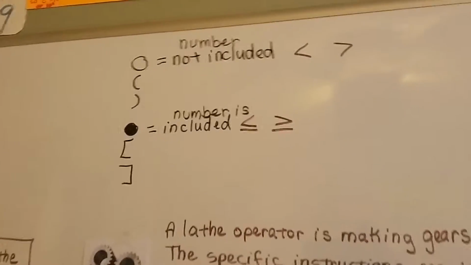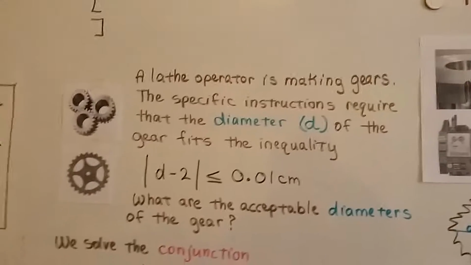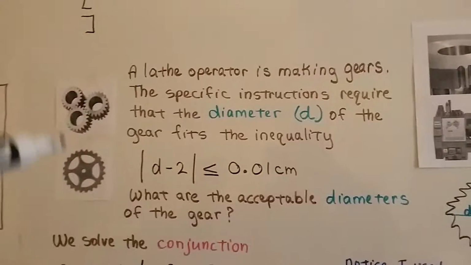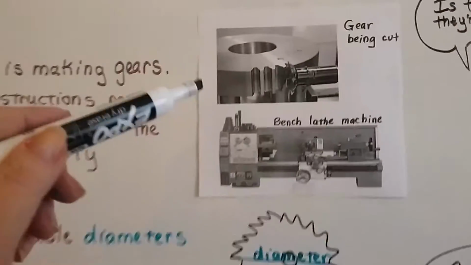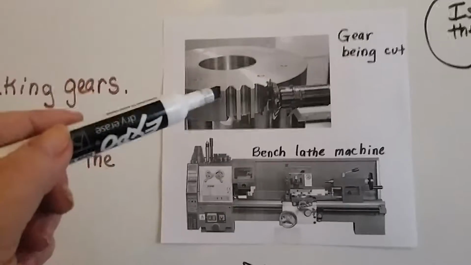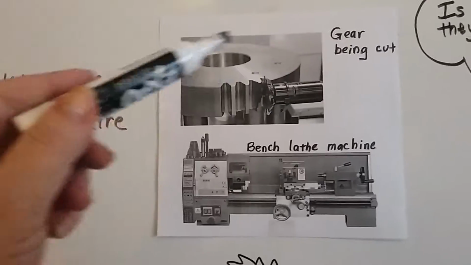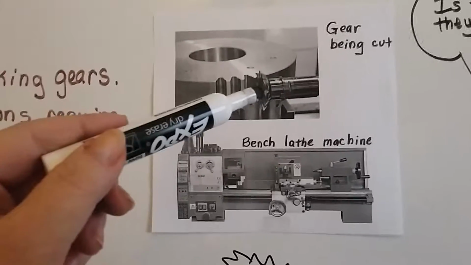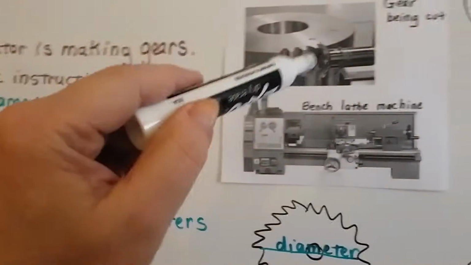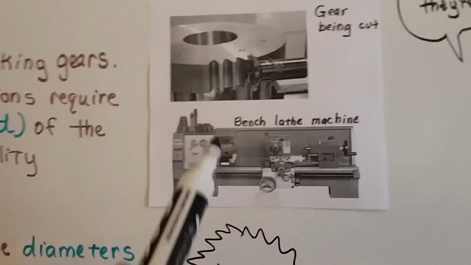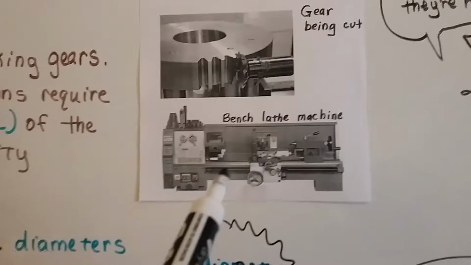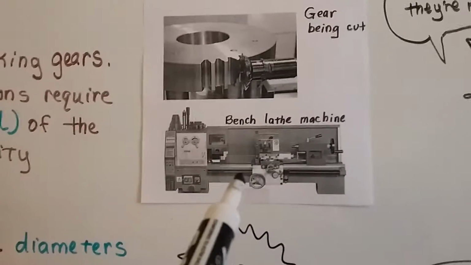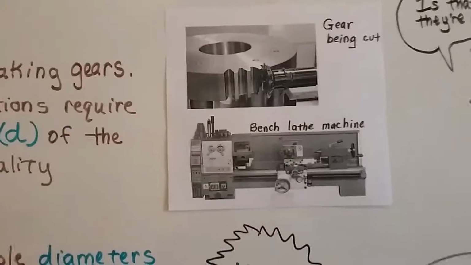Okay, so a lathe operator is making gears, all right? In fact, what they do in the factory is they actually take a circular piece of steel or metal, and the machine cuts these notches for the gear into the side. Isn't that something? That's a bench lathe machine. It goes and sits on a bench, so it's at waist height so the person can work it, and then they can cut the gears, see?